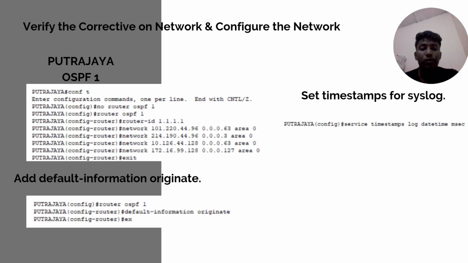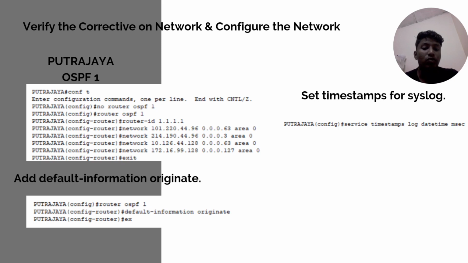So 1.1.1 the network, sorry, the NID with the wildcard mask, which is 0.0.0.63, so area 0. So the network for DNS, so we set the NIDs in OSPF, which is to connect to all networks interfaces. Sorry, NIDs.